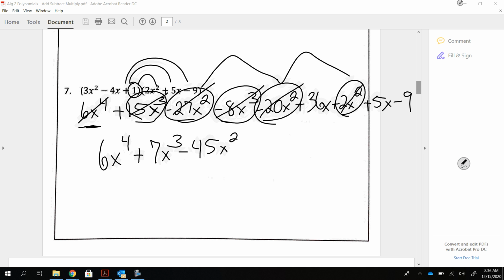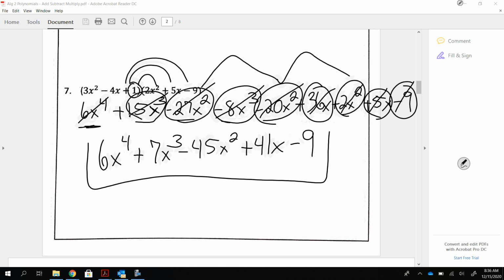Now we see 36x. Does that have something to combine with? It does. This 5x, 36 plus 5 is plus 41x. That's done, and that's done. And then finally, this negative 9 has nothing to combine with, so it just drops down in the answer, and we're done. That was a long one.